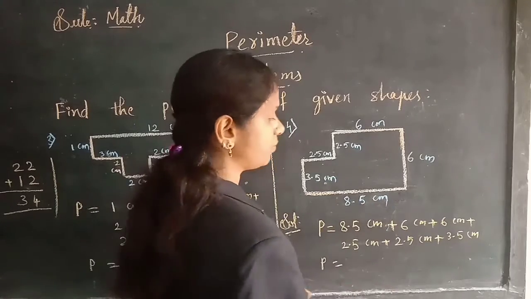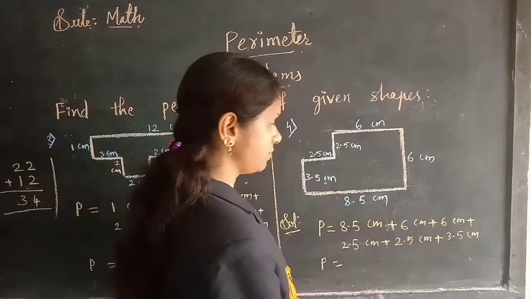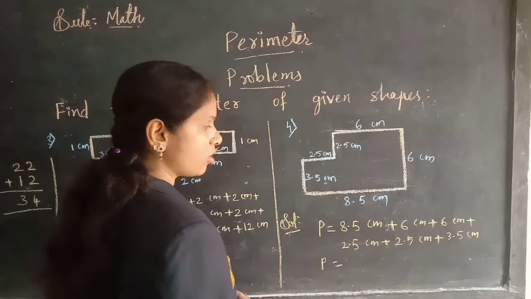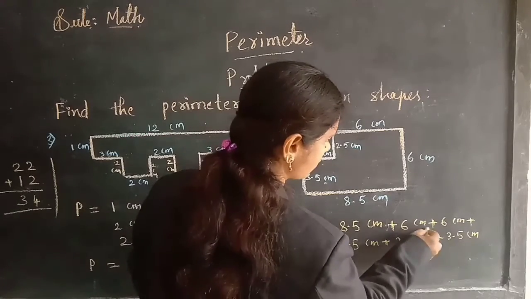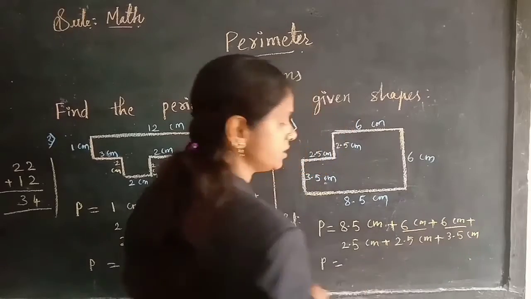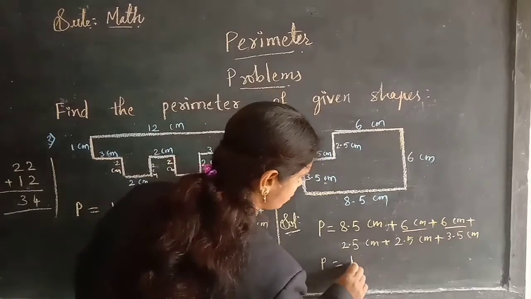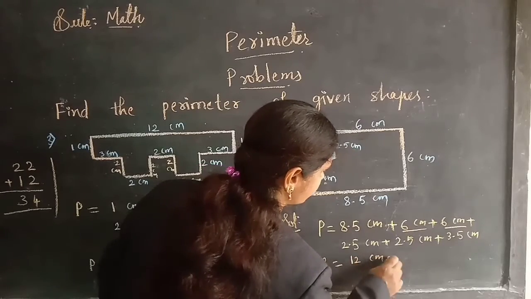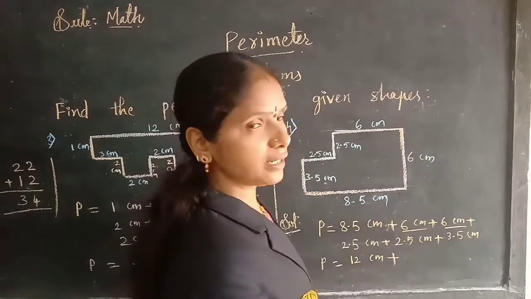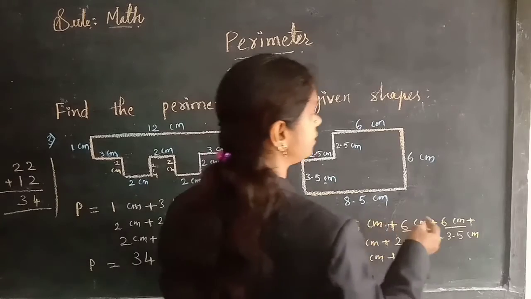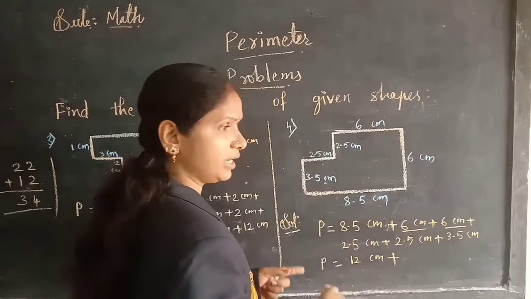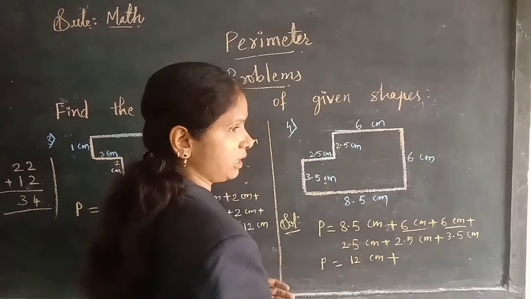Now in this we have some decimal numbers and some normal numbers. Let's add the normal numbers first. These are the normal numbers. First I am adding these numbers. So 6 plus 6, 12 centimeters here. So I am writing here 12 centimeters. Plus, now I am taking the decimal numbers beside, and you can add here, or else if you know additions very well, you can add directly also here.